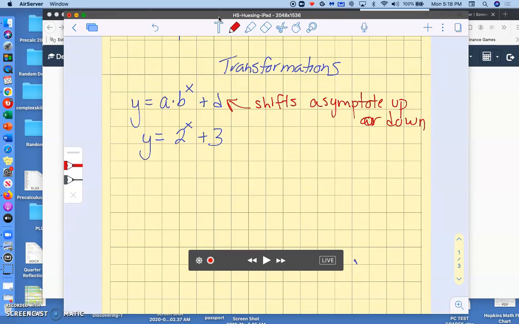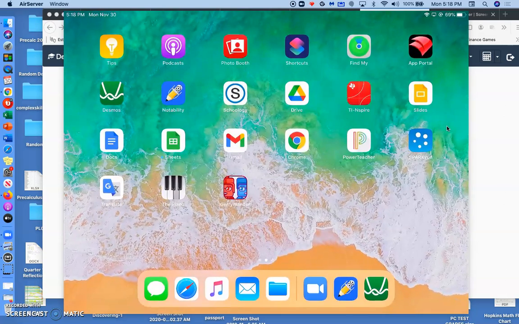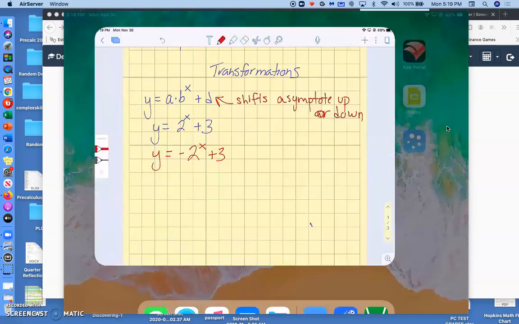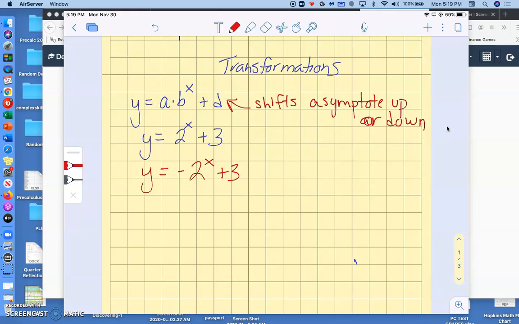And then what if we had y equals -2 to the x plus 3? What do you guys know those negatives do? Again, we could go back here and see what a negative does out in front. Well, it reflects it, so it flips it. So if we had y equals -a times b to the x, it flips that graph.